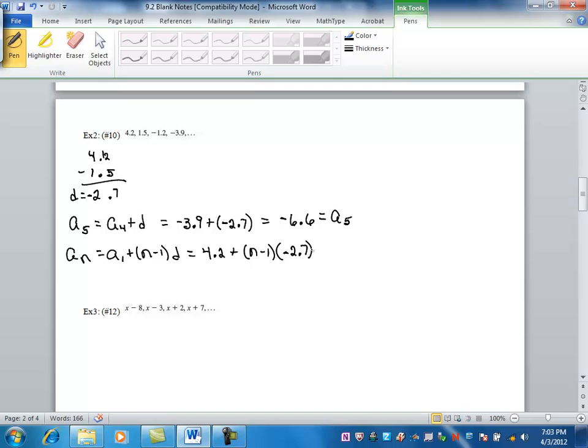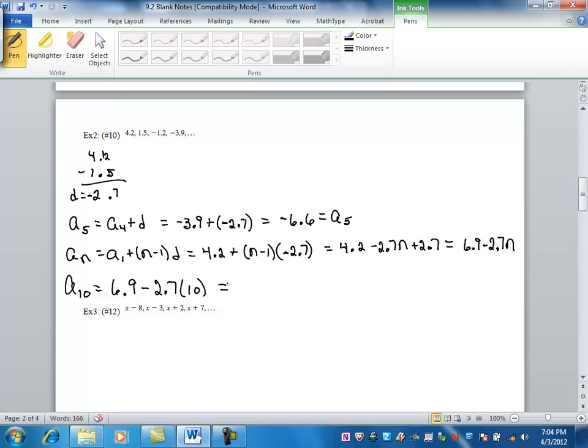So if we're looking for, well, first of all, we can go ahead and expand this. 4.2 minus 2.7n plus 2.7. We've got 6.9 minus 2.7n. And so looking for the 10th term, a sub 10, let's just cut straight to the chase, is 6.9 minus 2.7 times 10.